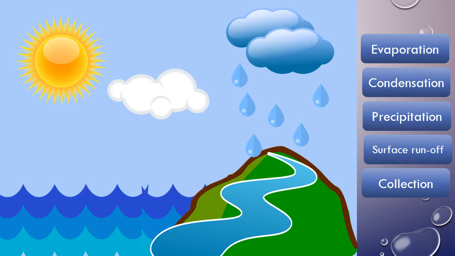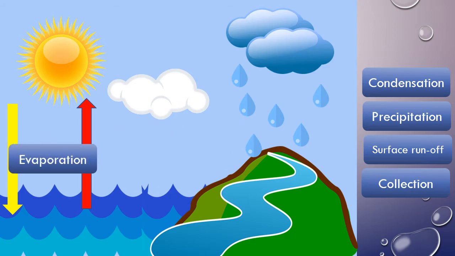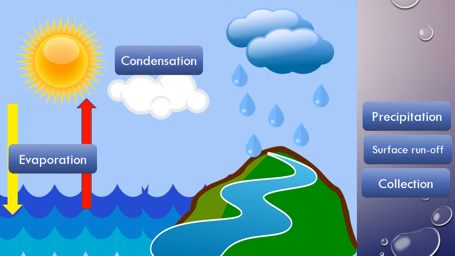Let's label this diagram showing the stages of the water cycle. Firstly, energy from the sun heats up the surface of the earth, causing some water to evaporate upwards. As the vapour rises, it cools down, forming a cloud. This process is known as condensation.